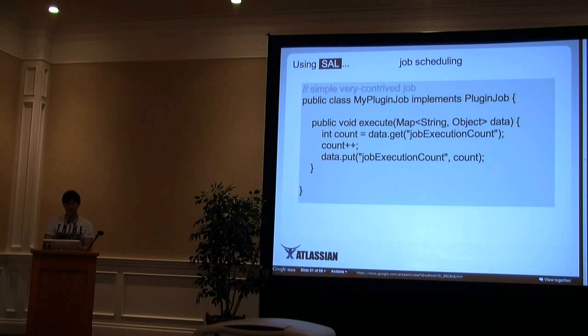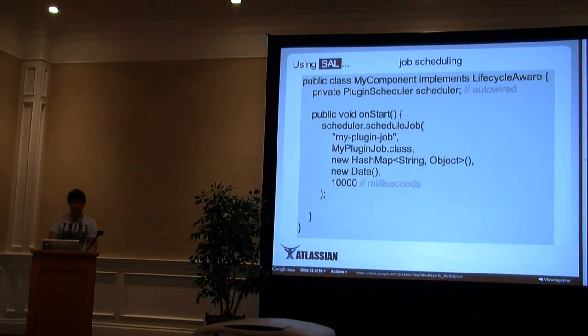execution. So the next time this method is invoked, it will pass in the same map, and so you can use that to persist state if you need to. This is just a very contrived example. We're not actually doing anything useful. But if you ever need to schedule some sort of recurring job, then this is the place to do it. Once you've implemented this interface, you'll need to schedule it using the plugin scheduler component.